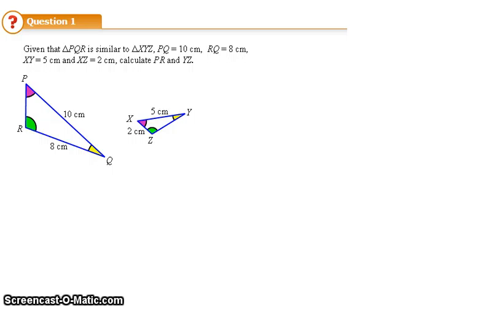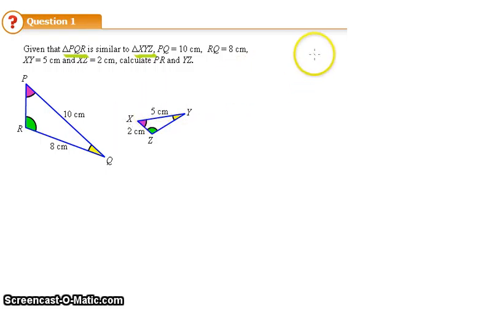I believe this question is in your worksheet, but I think it's the last question if I'm not wrong. So the first thing to tackling this kind of question, we need to take note of, let me use a green color, we need to take note of the tips given. Triangle PQR is similar to XYZ. PQ is 10 cm, RQ is 8 cm, XY is 5 cm, and so on.